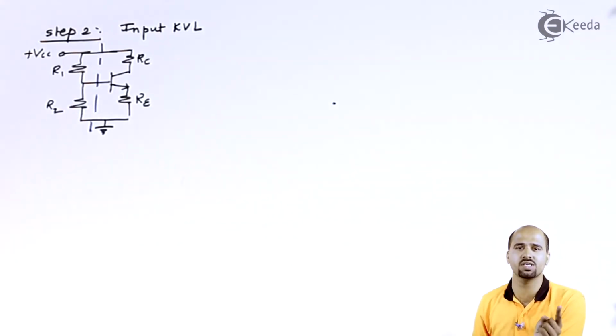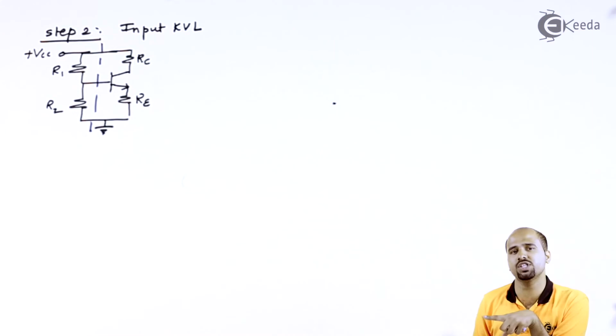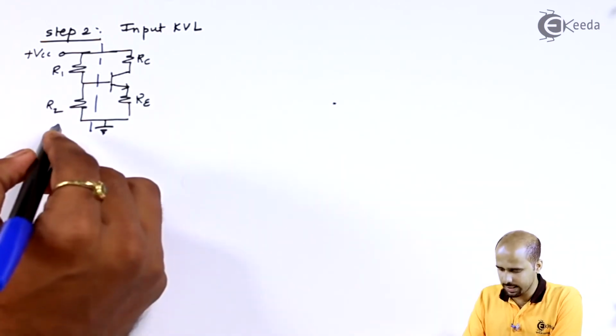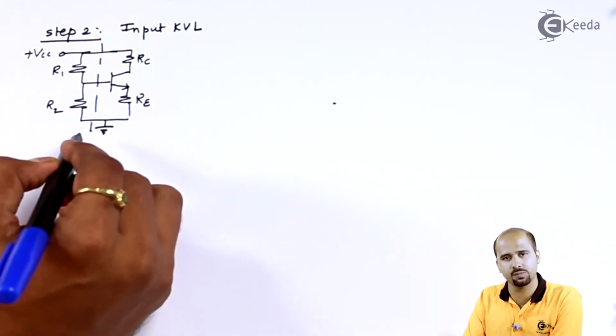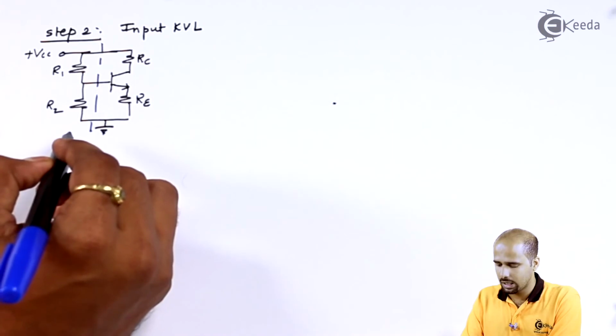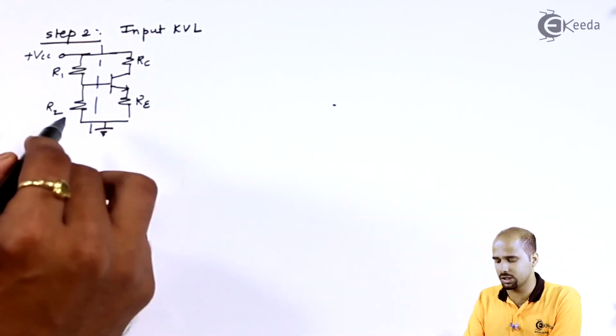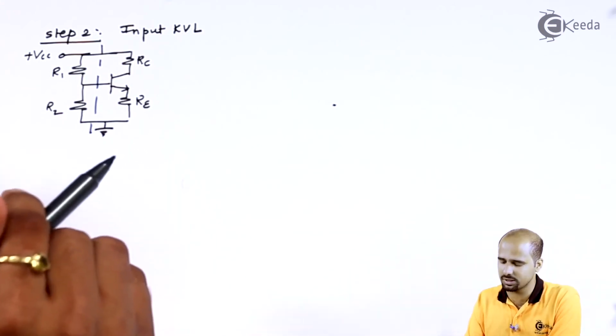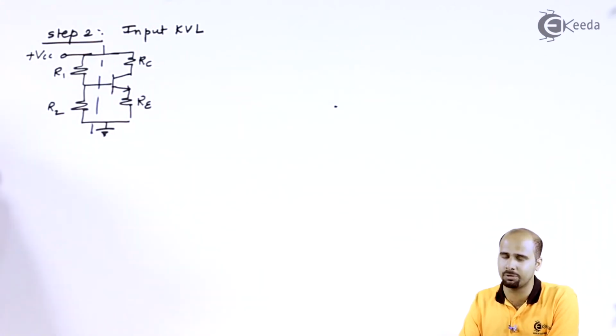One resistance is the load resistance and another is Thevenin's resistance, right? And one voltage in series with these two series resistances is called Thevenin's voltage. So we will try to apply Thevenin's theorem in this particular circuit, such that I will convert this complex circuit into a simple circuit, and then we will move towards step number 2, the input KVL.